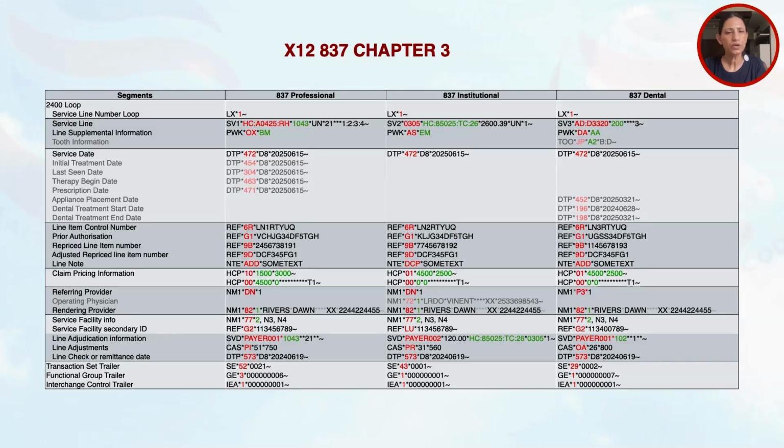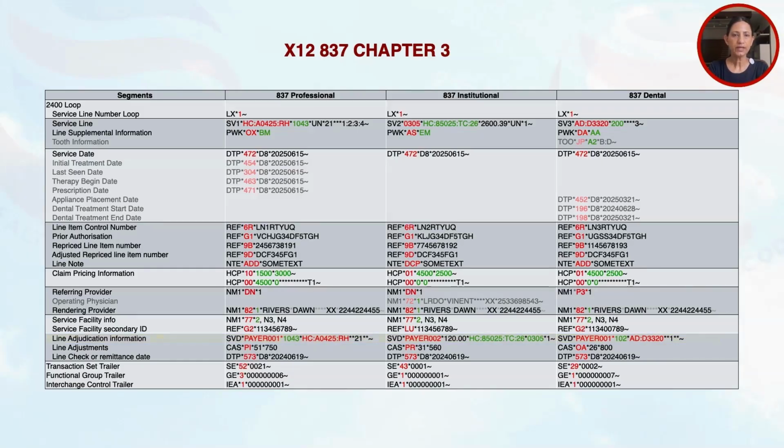Since I have already talked in detail about these providers and facility identifier codes and usage at claim level, I will not go into the detail here. Kindly refer to chapter 2 for all the details around the provider and the facility identifier codes. Now, an important segment at line level is the line adjudication information.